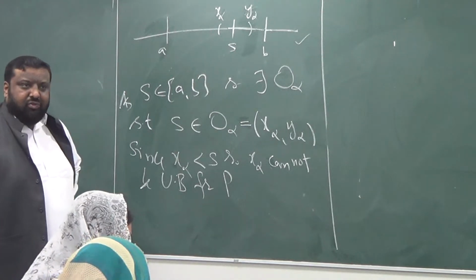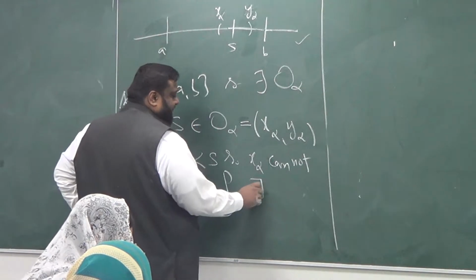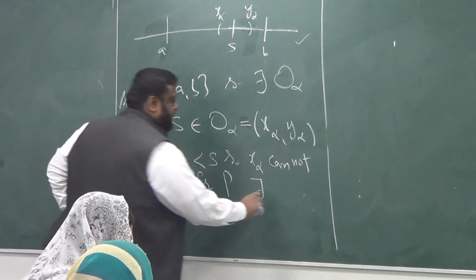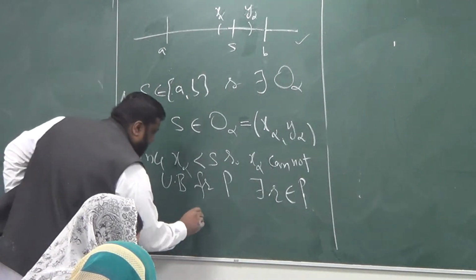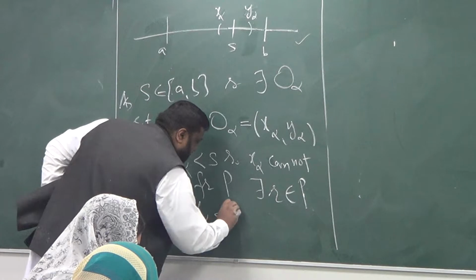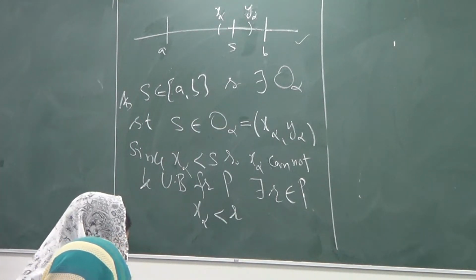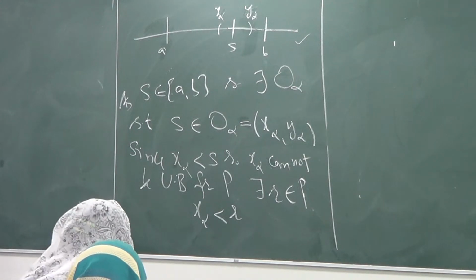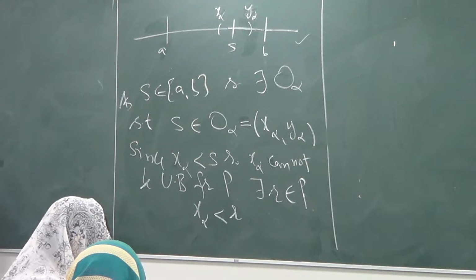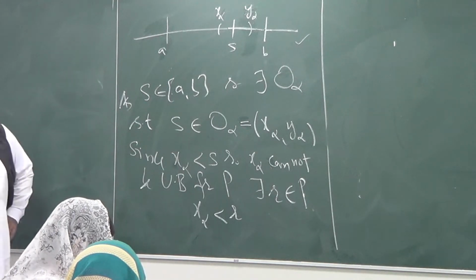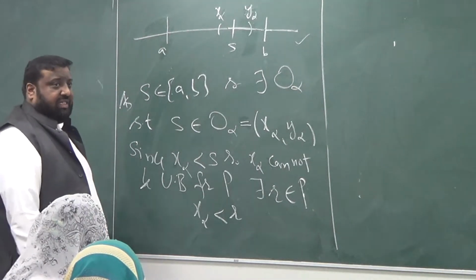So if it is not an upper bound for set P, what does it mean? There exists some R in the set P such that X alpha is smaller than R. Okay. And if I want to put this R on this picture, where is this R going to be? Between X alpha and S.